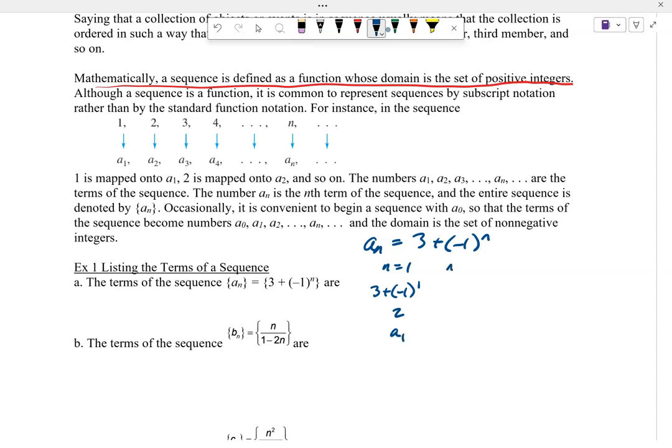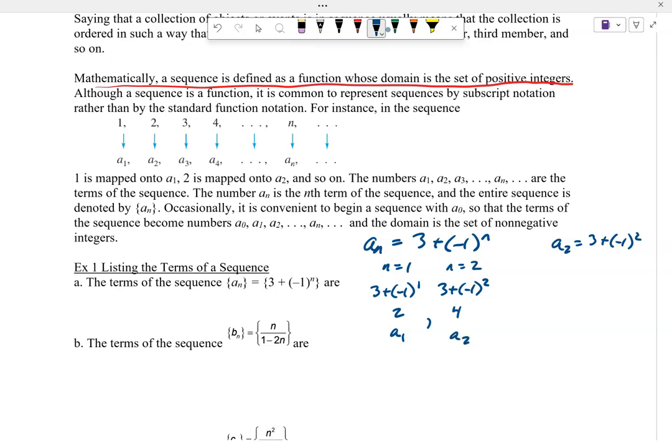Now if we let n be 2, all right, so we're finding a subscript 2. 3 plus negative 1 squared is what we're doing. n is now 2. So we got 3 plus positive 1. So we got 4. That's our second term.